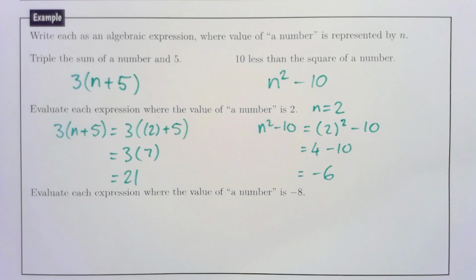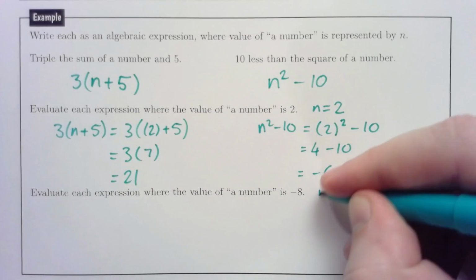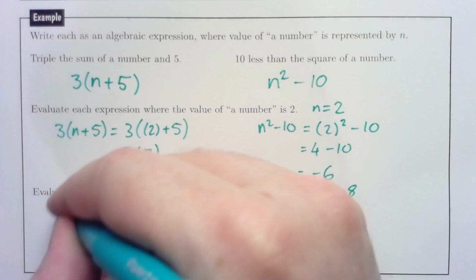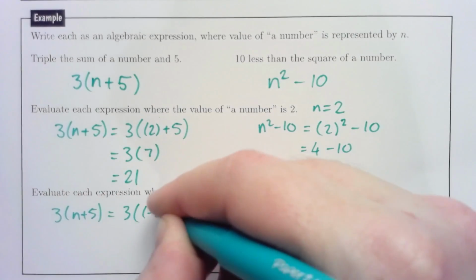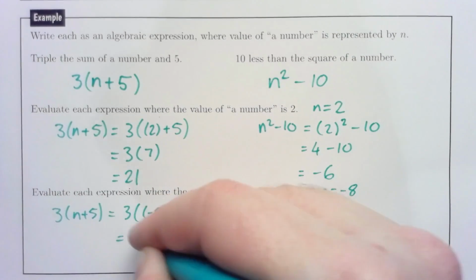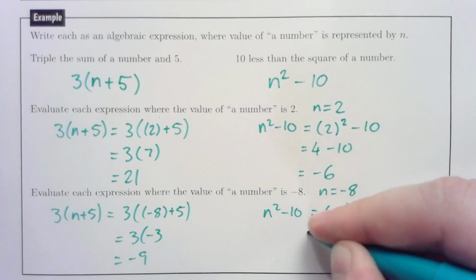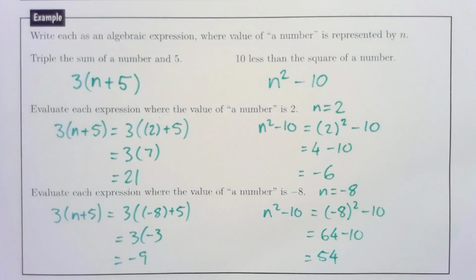but this time the value of our variable is -8. So n equals -8. So when we replace n with -8, we can evaluate the expression and we get -9. And if we replace n with -8 in the second expression, we can evaluate it and get 54.